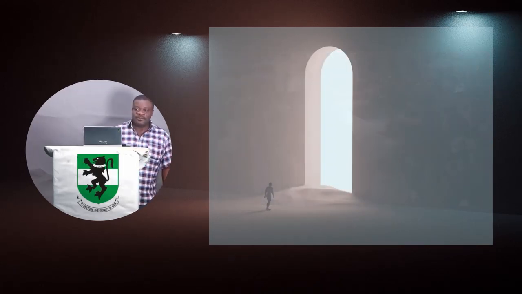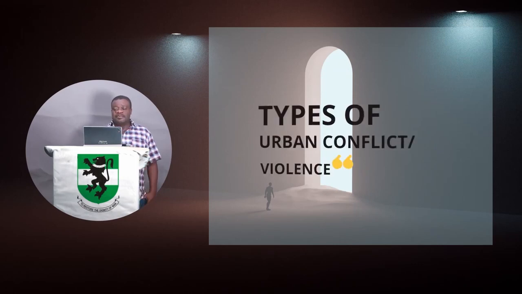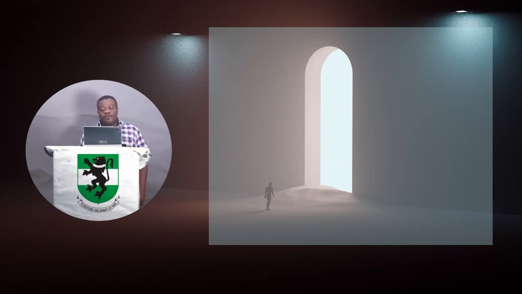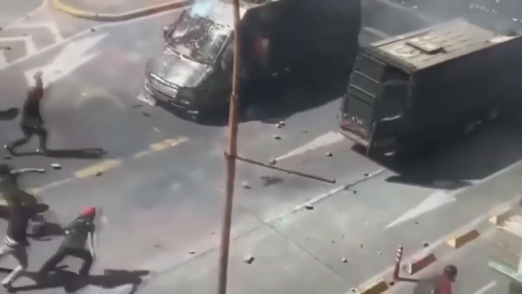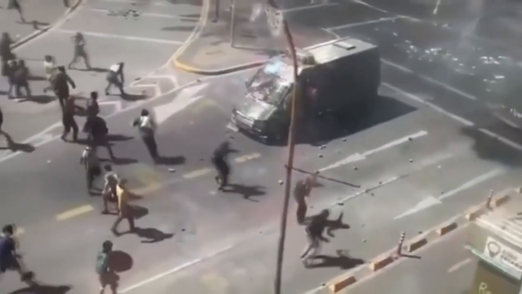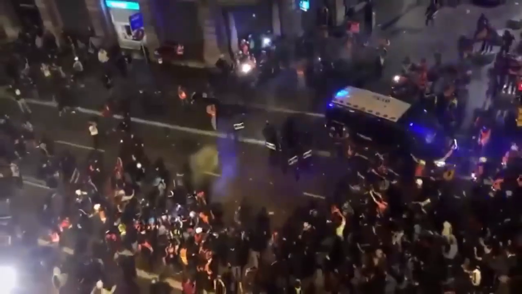Types of urban conflict or violence. 1. Riots and protests. Of course, we know that this can be caused by a lot of issues in urban spaces. It might be questions of city maladministration, governance issues. It can also result from personal incidents or things involving individuals.